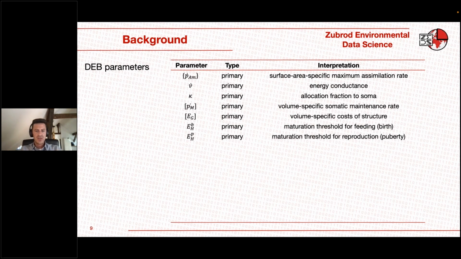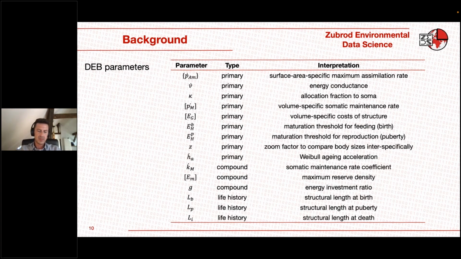And then the base model or standard model assumes 3 different life stages of an organism. That is egg or embryo, second stage is juvenile, and the last one adult. And for the transitions between these stages, we have threshold parameters, one that is a threshold for feeding, so birth, and one threshold for reproduction, so puberty, EHB, EHP. And when that modeling is getting a bit more complicated, then we have also other parameters involved that can be classified into primary. So these parameters have a close conceptual link to the underlying physiological processes. We have compound parameters which can be calculated from the primary parameters, and we also have life history parameters available. And you can see here this list of 9 primary, 3 compound, and 3 life history parameters, and all of these parameters we tested in our modeling approach.